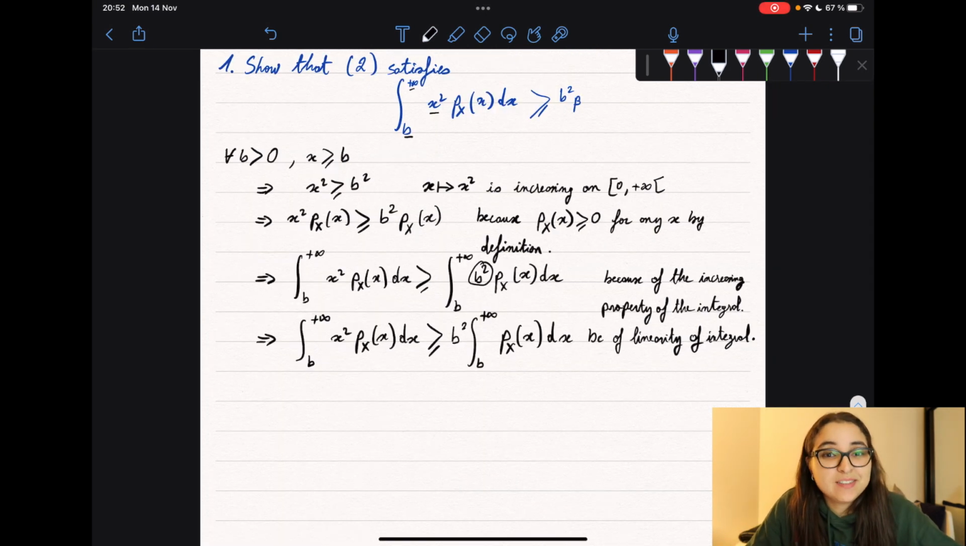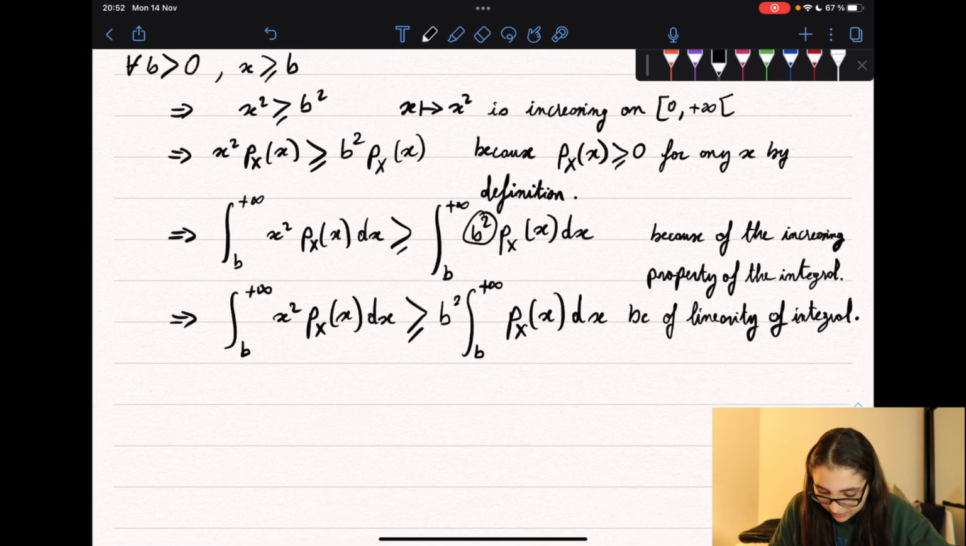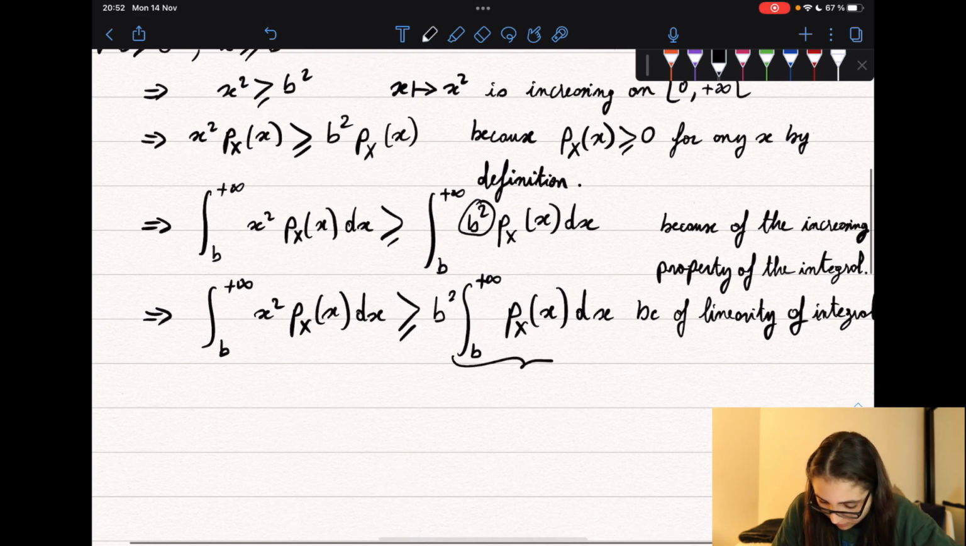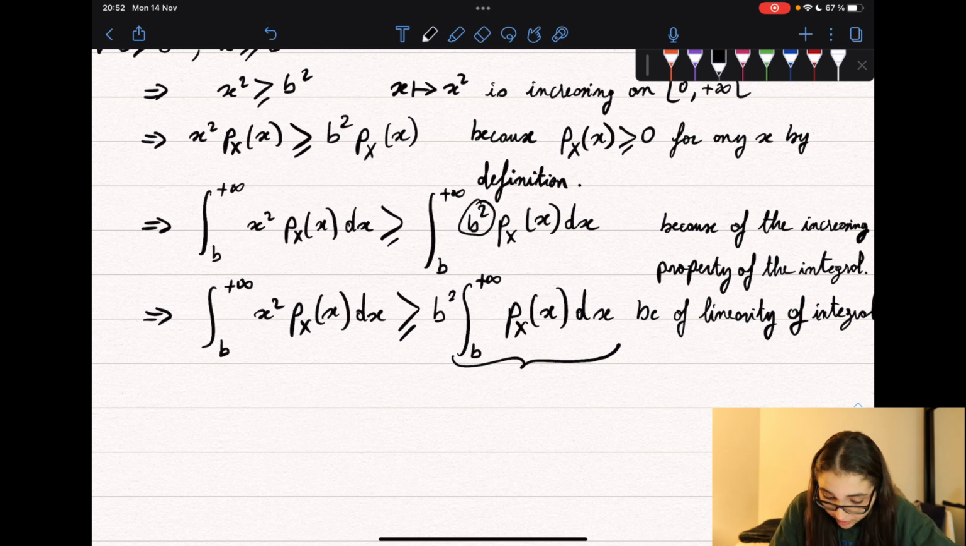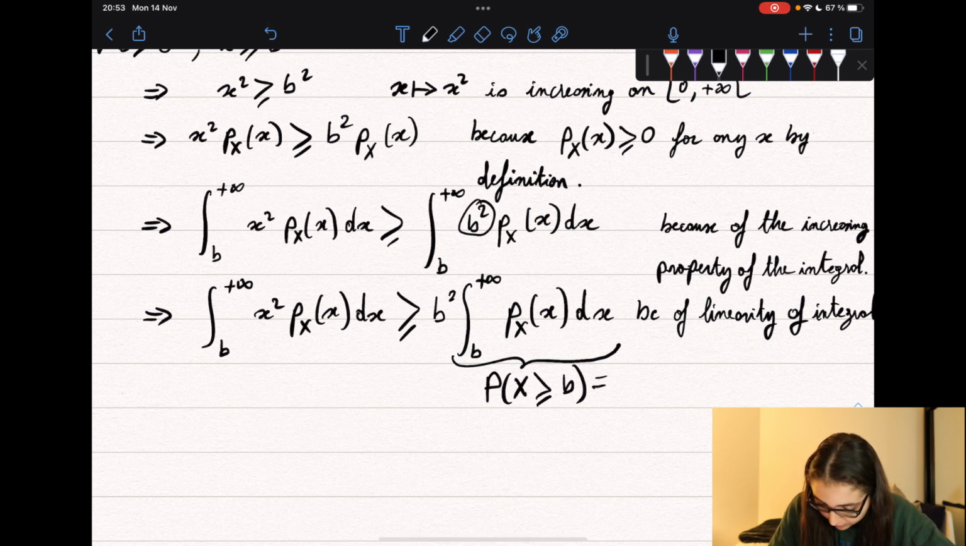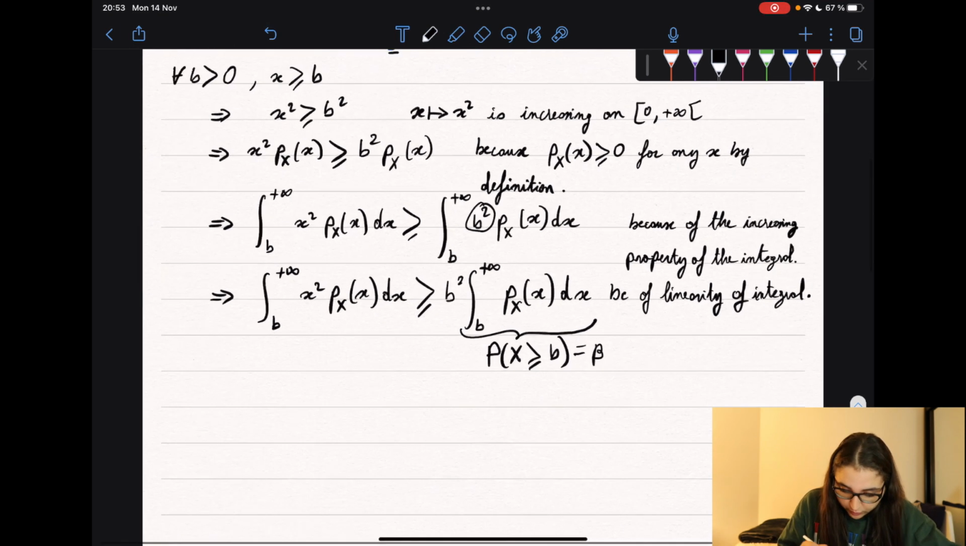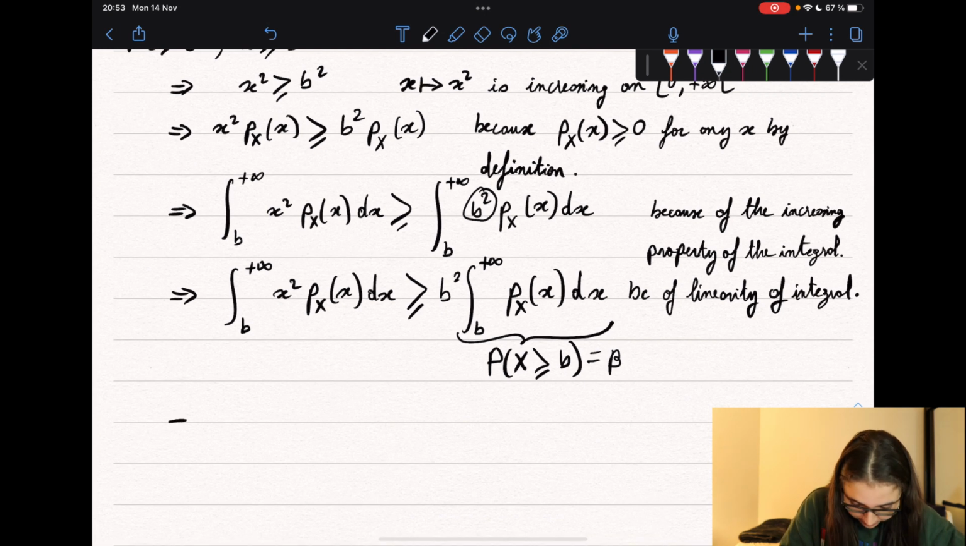Now, this is where it gets interesting. You can notice here that this entity that we just found is actually the definition of beta. This is how we define mathematically P of x higher or equal than b, which is actually beta. Hence, we have just proven our first inequality.